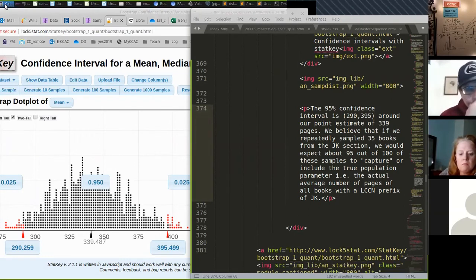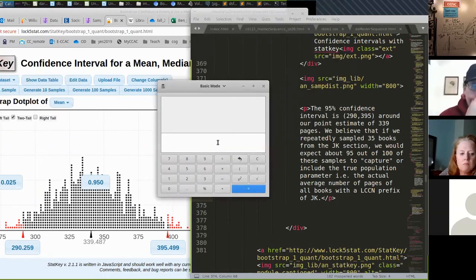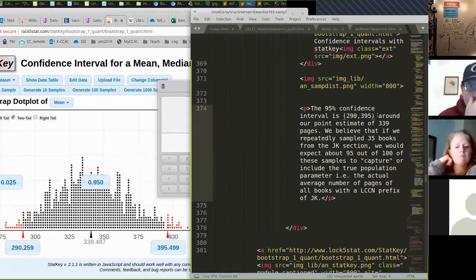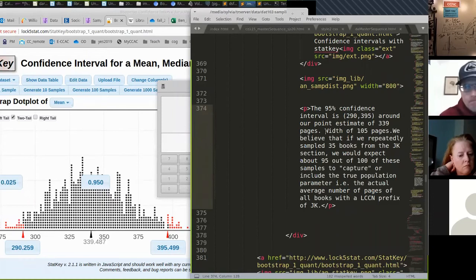Let's see. So if I come here and take, I don't have to do math for that. That's 105. So we have 105 pages, confidence interval. This is a width of 105 pages.